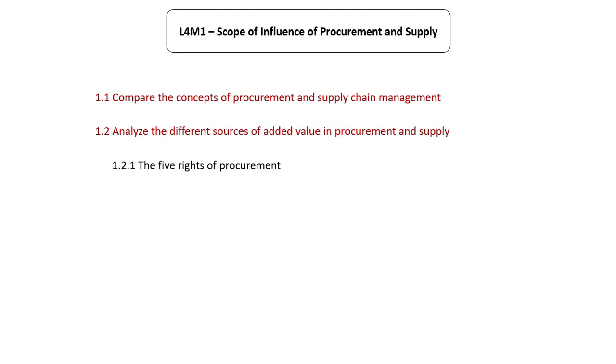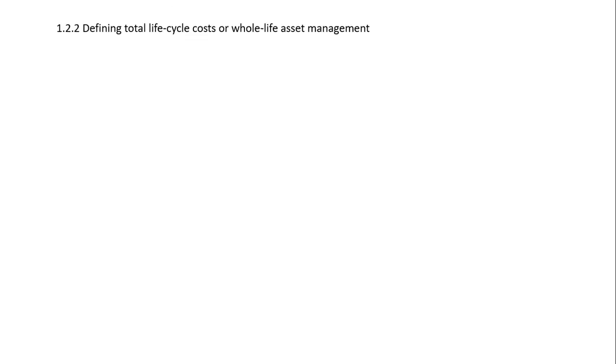We explained together the first point, 1.2.1, The 5 rights of procurement. Today we will continue with the second point, 1.2.2, Defining total life cycle costs, or whole life asset management.